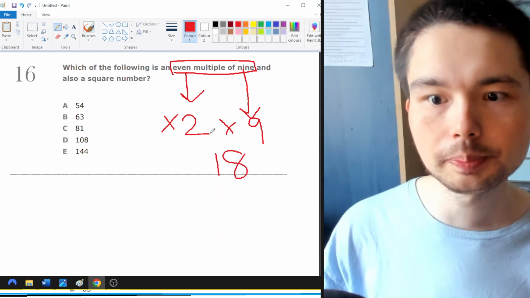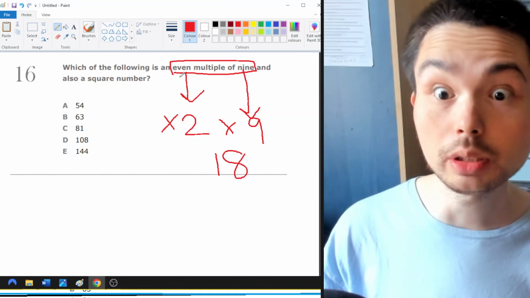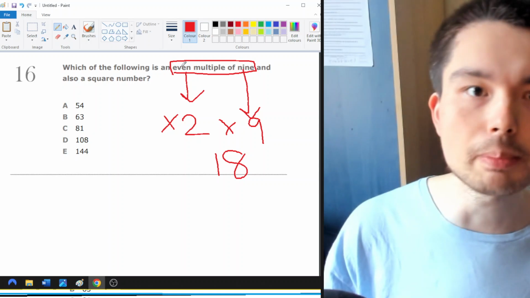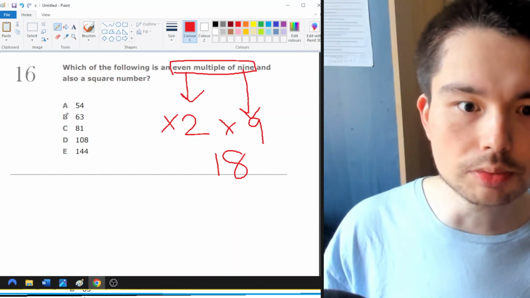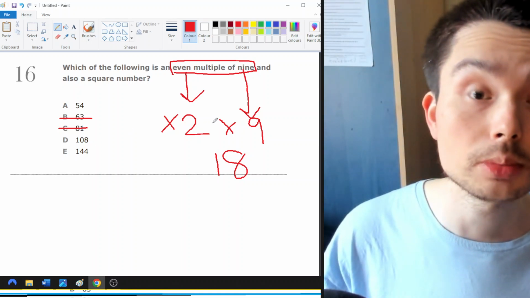Now, straight away, can we get rid of any of them? Yeah, we could actually have got rid of them really early on because of the even bit. So in multiple choice questions in the Bexley 11 Plus test, get rid of the odd numbers. 63 is odd, 81 is odd. How nice, we're already so close to the answer.